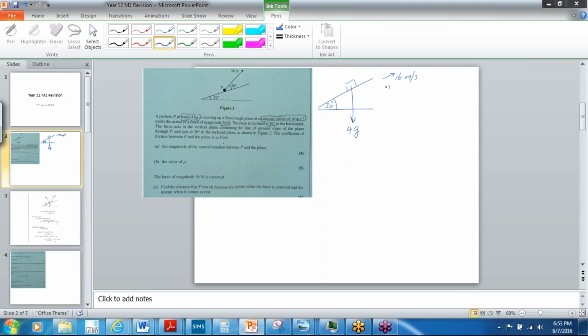So if the speed is constant, therefore acceleration will be zero. When you have zero acceleration, it means that the forces are balanced. So the forces up the plane will equal the forces down the plane, or the forces to the left will equal the forces to the right. There's a force of magnitude 36 newtons. Now here we have a 36 Newton force not parallel to the plane. It is at an angle of 30 degrees to the plane.